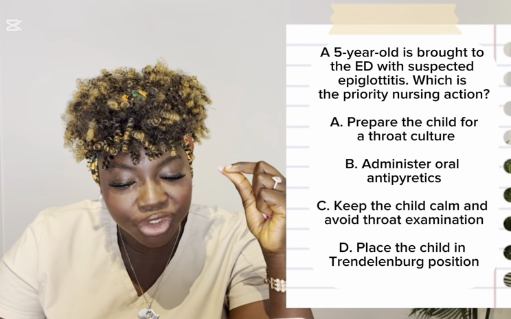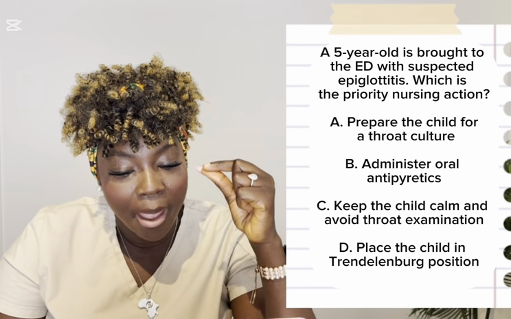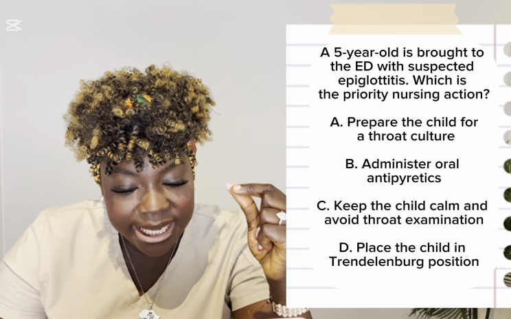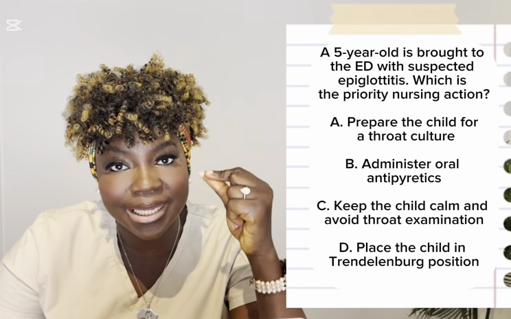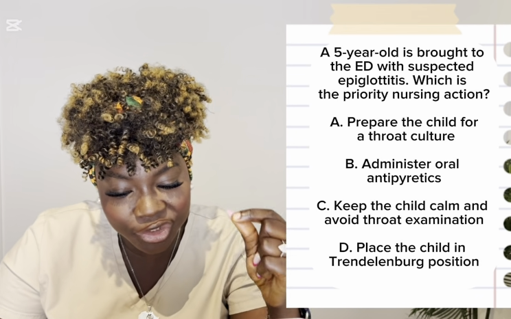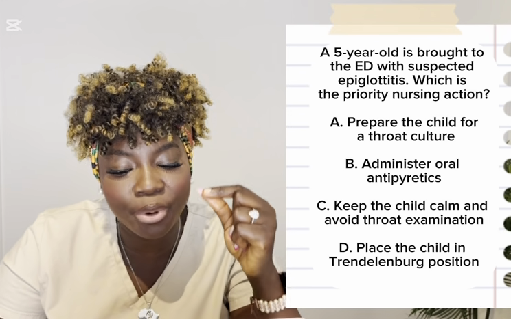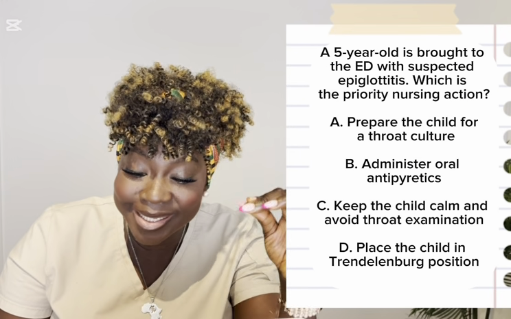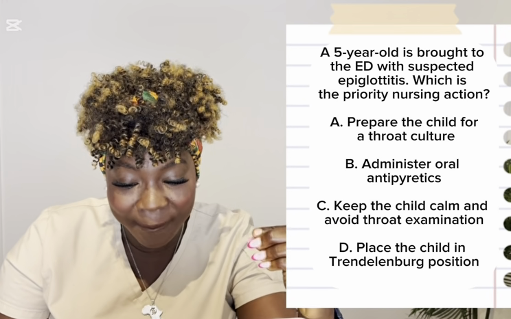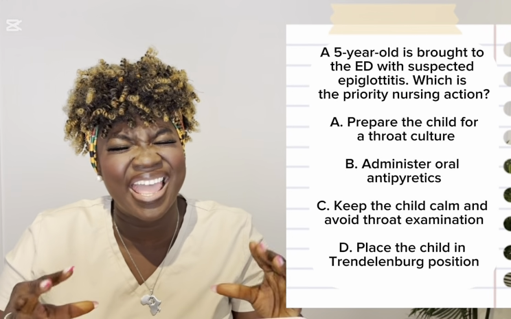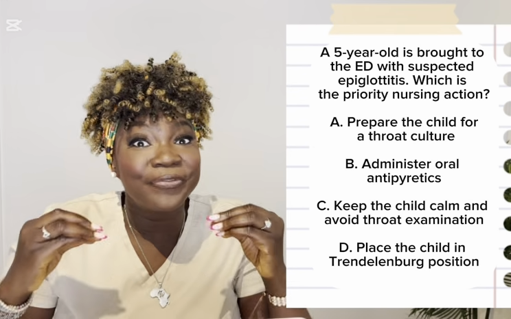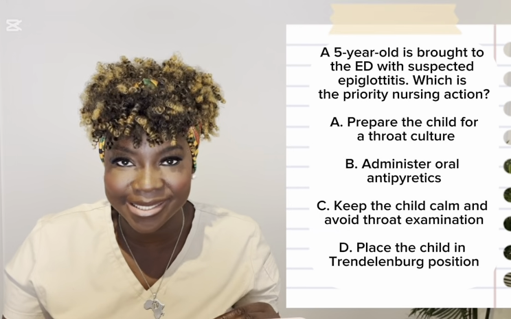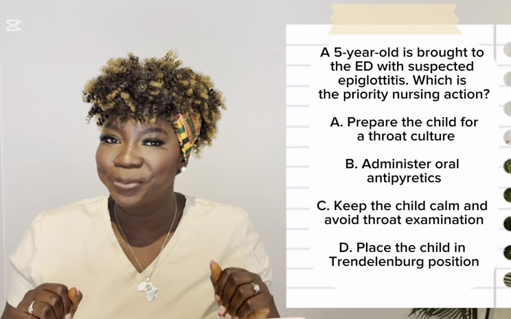A, prepare the child for throat culture. B, administer oral antipyretics. C, keep the child calm and avoid throat examination. And D, place the child in Trendelenburg position. Guys, the right answer here is C, keep the child calm and avoid throat examination. Avoid throat culture in epiglottitis. Hold on, let me explain it to you.